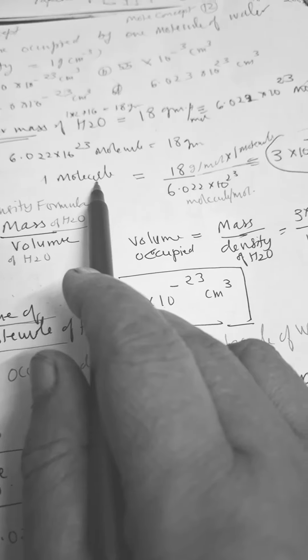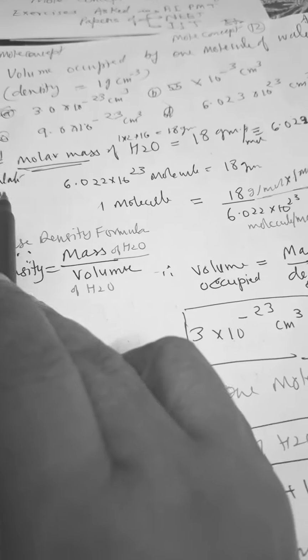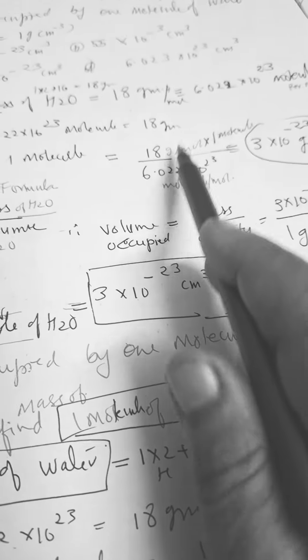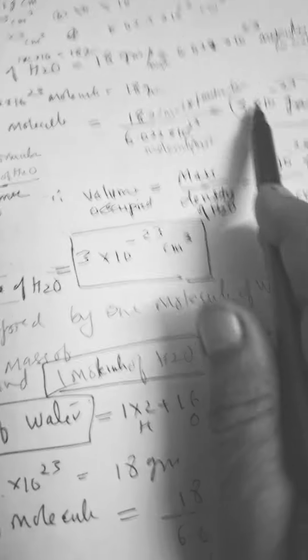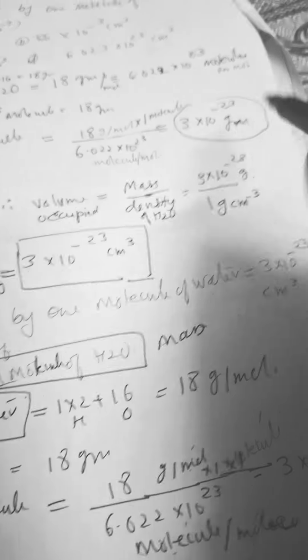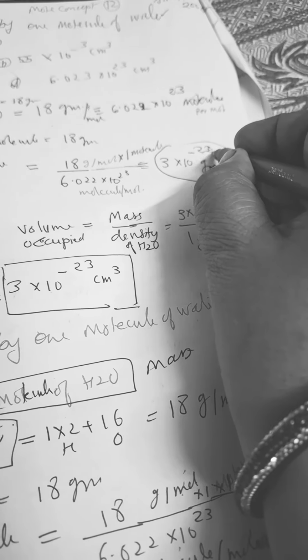So one molecule is equal to how many grams? We have to find the mass of water. The mass of one molecule is 18 divided by Avogadro number, which gives 3 × 10^-23, and this is in grams.